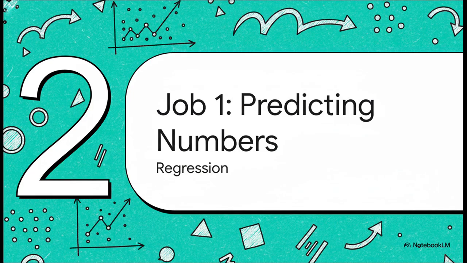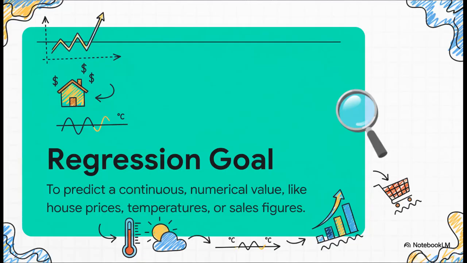Okay, let's dive into our first major job, predicting numbers. Now, in the machine learning world, this has a specific name. We call it regression. The goal here is pretty straightforward. We want to predict a specific number, and not just a category like high or low, but an actual number. Like, what will the exact price of this house be, or what will the temperature be tomorrow at noon? To do this, we need to pull out our first set of tools from the toolbox.